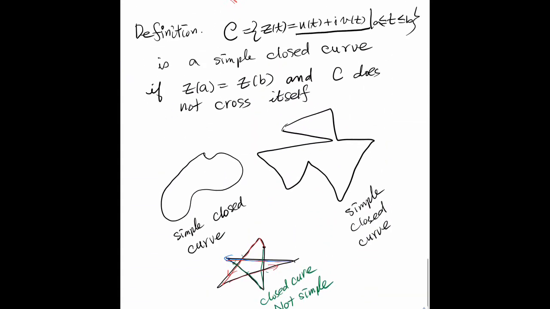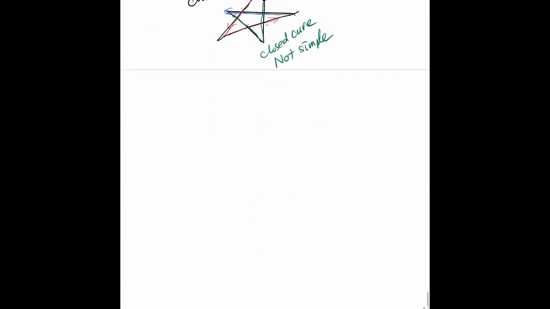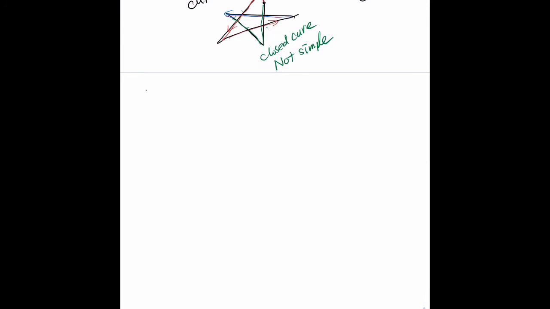Okay, so now let me state the next definition. So we're trying to find the arc length of a curve. So here let C be given like this one: z(t) is u(t) plus i times v(t), and t is between a and b, and assuming u and v are differentiable.